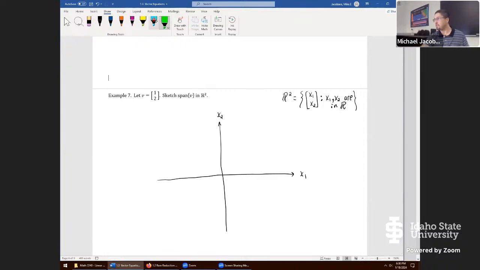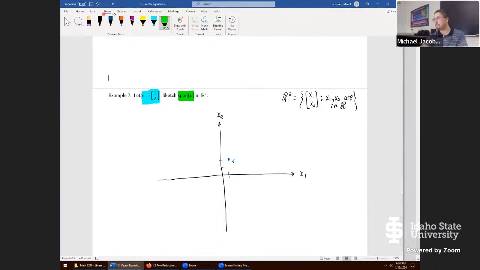Next thing we can do is, let's plot the vector v. Again, we're not thinking of this as a position vector. We're thinking of this as just a point in the plane as our vector. So 1, 2 would go 1 in the x1 direction, 2 in the x2 direction, and that's where the vector v lives. What we really want, though, is the span of v. We have just one vector.